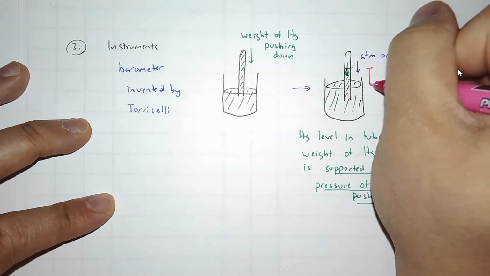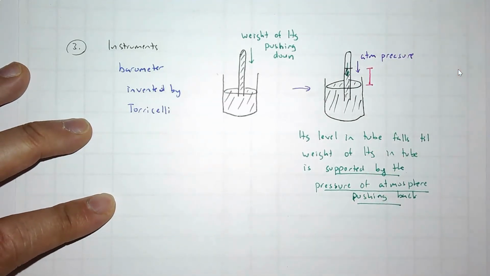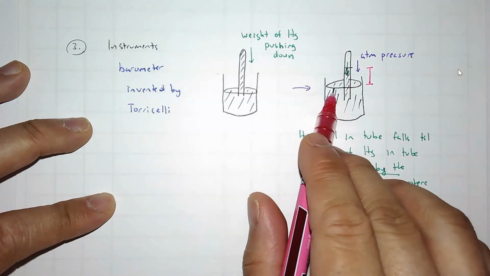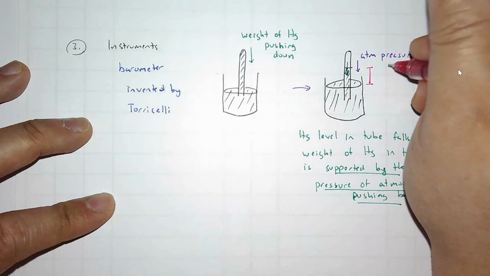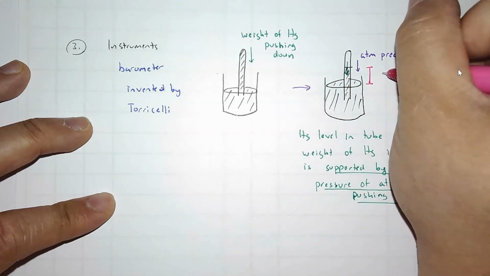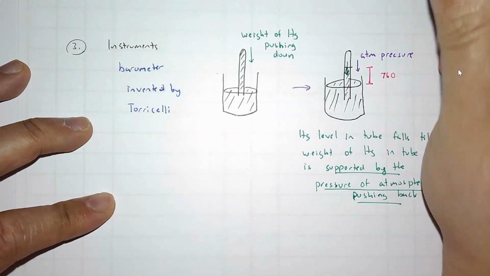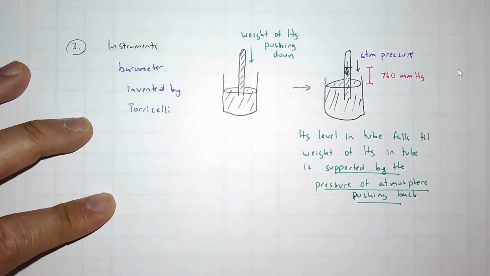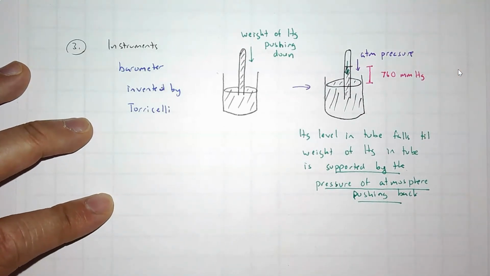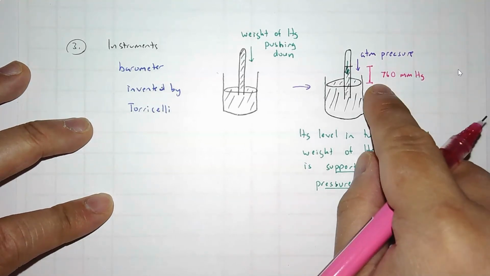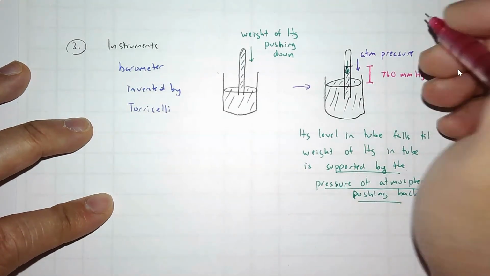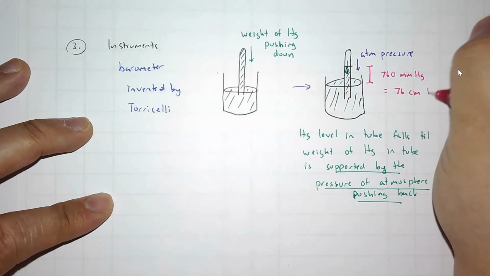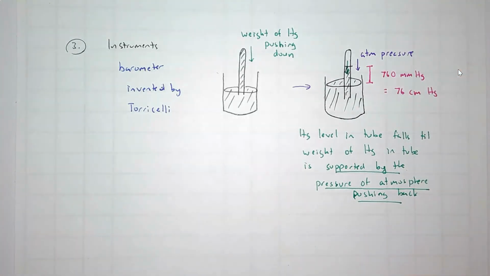Not the best drawing because the height is not as large as I want it. But they're literally measuring the top of the reservoir to the top of the mercury in the tube, and that is the pressure of the atmosphere. So this is typically how you get the pressure of the atmosphere, and if it was at sea level, not room temperature, that distance is literally 760 millimeters of mercury, and we know that also as 76 centimeters of mercury, the difference.